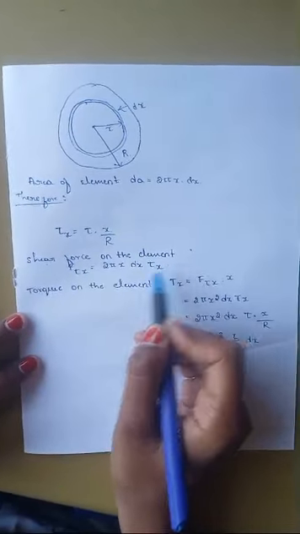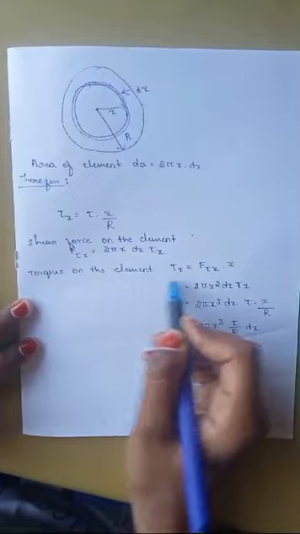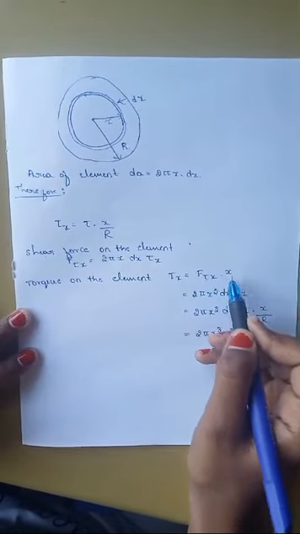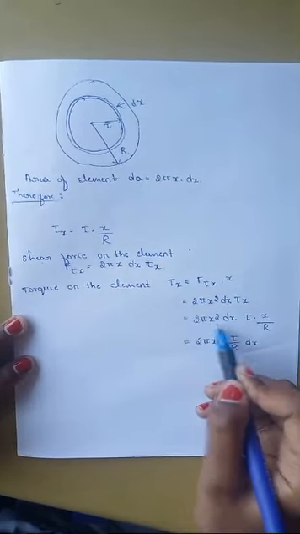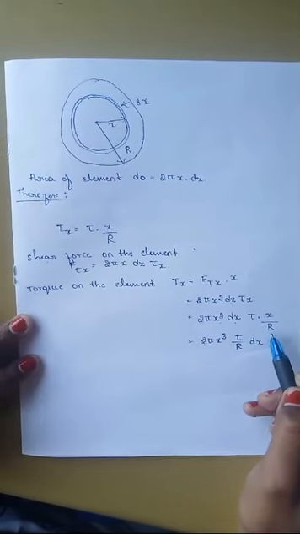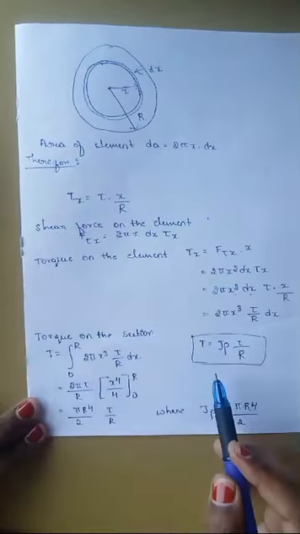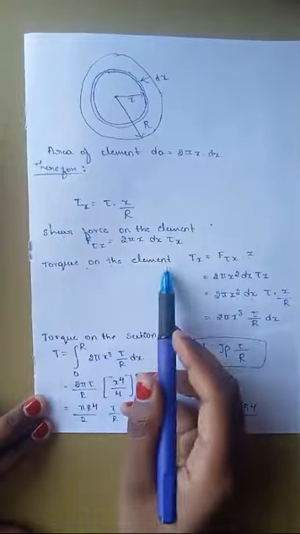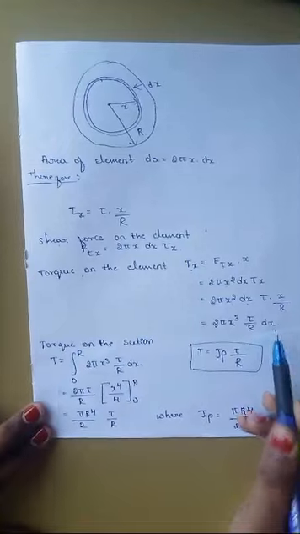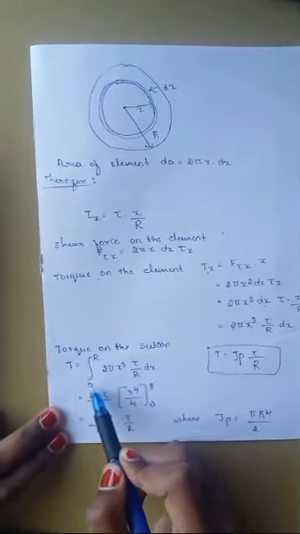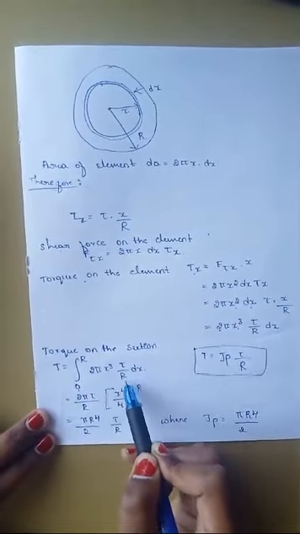Shear force on the element, F equals 2 pi x dx times tau x. Torque on the element is F times x, which equals 2 pi x squared dx tau x, which equals 2 pi x squared dx tau times x by r, which equals 2 pi x cubed tau by r dx. So the torque on the element Tx equals 2 pi x cubed tau by r dx. Now the torque on the section T equals the integral from 0 to r of 2 pi x cubed tau by r dx.